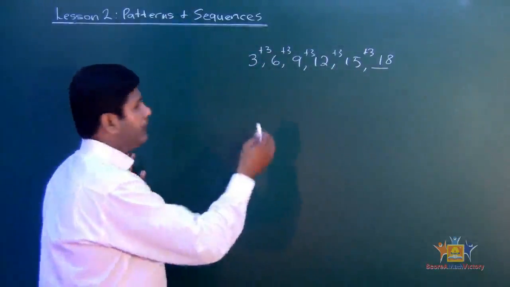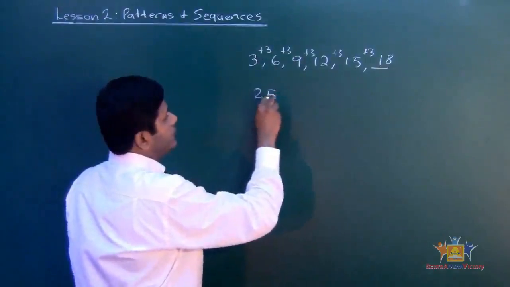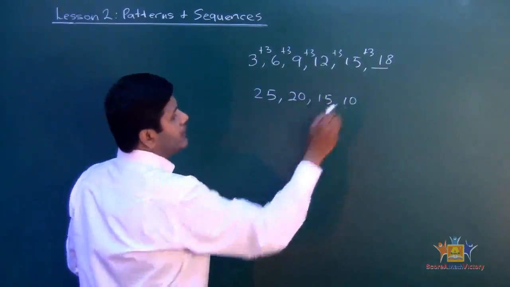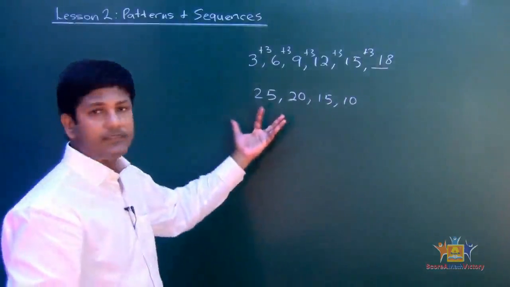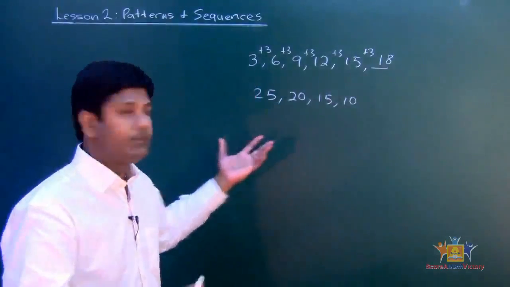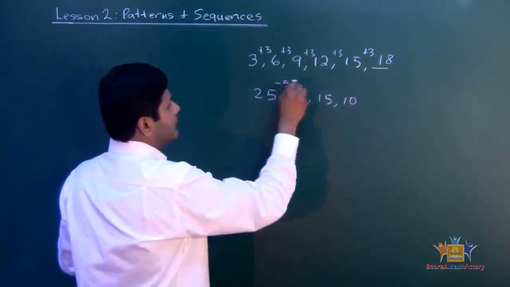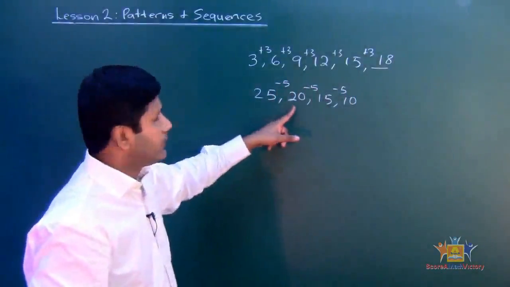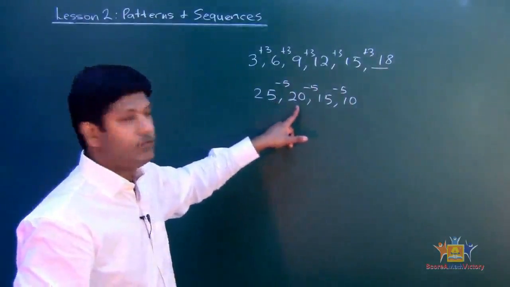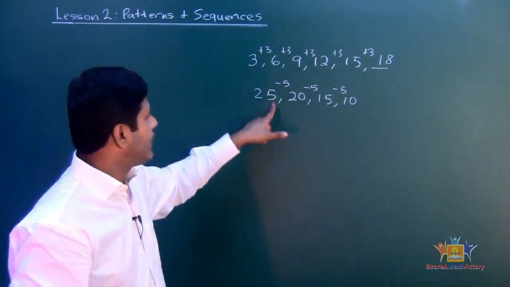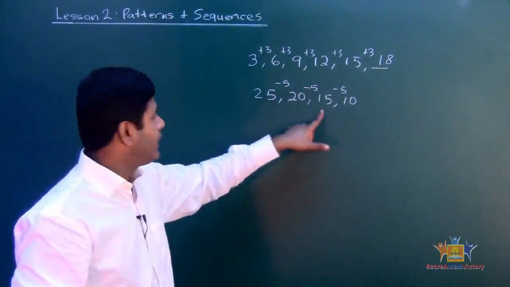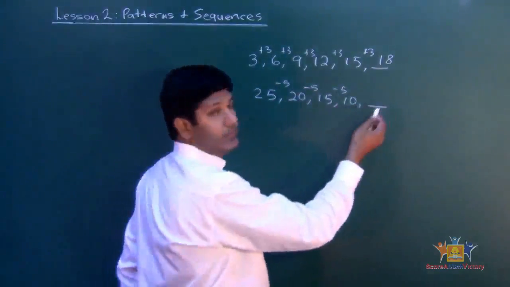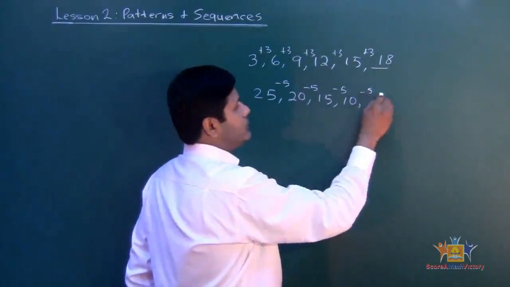Let's say for example, if I have 25, 20, 15, 10, see that? What kind of sequence is that? I'm subtracting 5. See, reducing from 25 to 20, because 25 minus 5 is 20, 20 minus 5 is 15, 15 minus 5 is 10. So what would be the next number? 10 minus 5, which is 5.